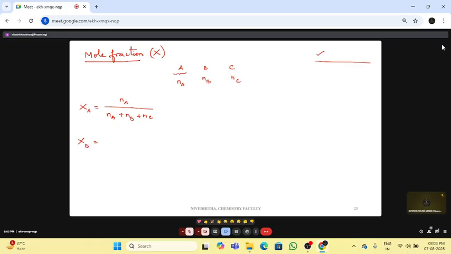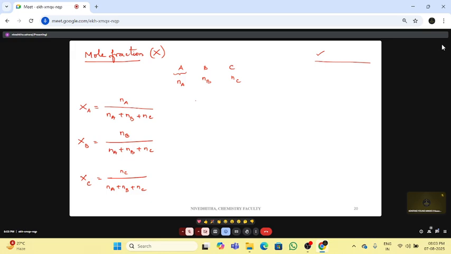Similarly, what is the mole fraction of B? If the mole fraction of A is number of moles of A divided by Na plus Nb plus Nc, then what is the mole fraction of B? What will be in the numerator? Number of moles of B by number of moles of A plus number of moles of B plus number of moles of C. Very good. Similarly, I can write it for the mole fraction of C. That is number of moles of C divided by number of moles of A plus number of moles of B plus number of moles of C. So as far as mole fraction is concerned, we can write the mole fraction for all the components in the solution.